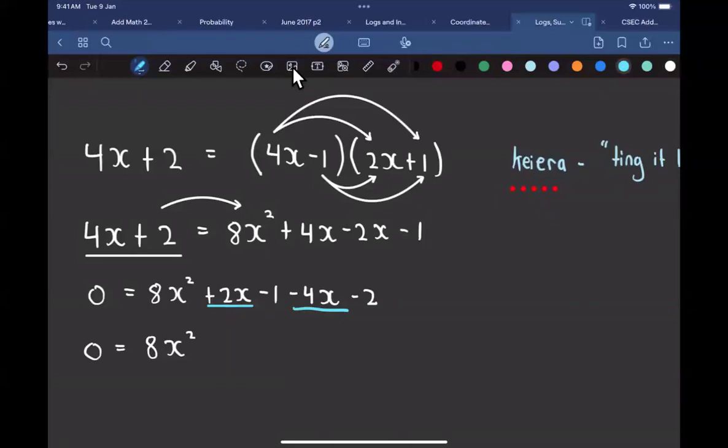So where's 2x minus 4x? Where's 2 minus 4? Let me get the calculator. Nicholas, where's 2 minus 4? The answer is minus 2, so minus 2x. Right. And lastly, we have minus 1 and minus 2. What is minus 1 minus 2? Minus 3.